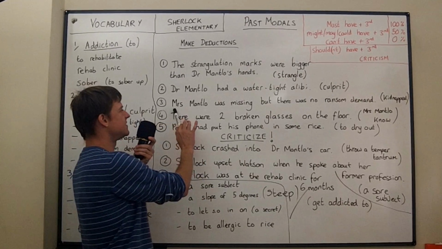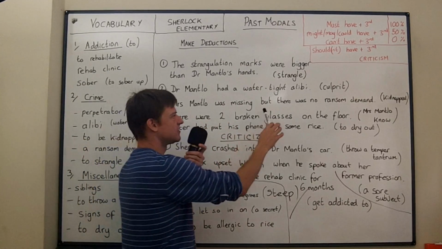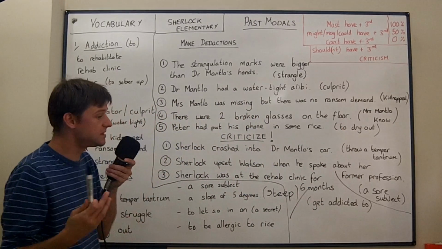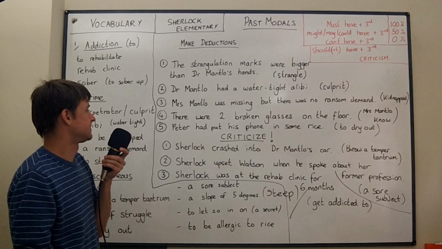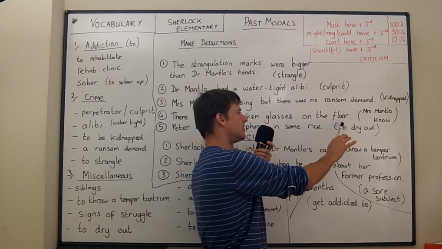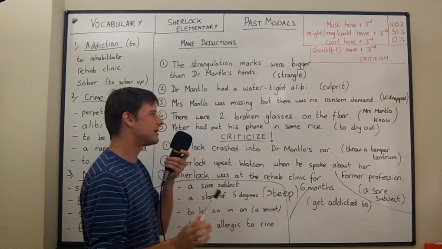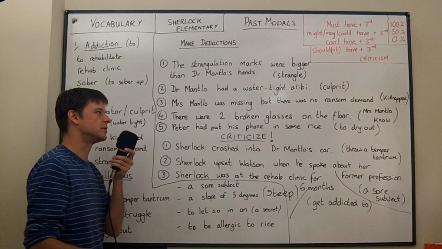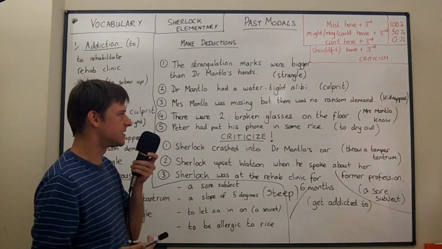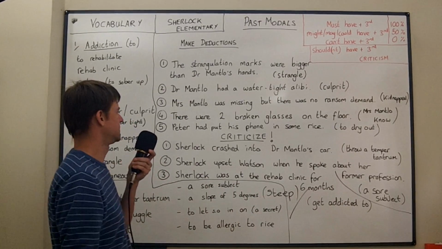Okay, number 3, Mrs. Mantlow was missing, but there was no ransom demand. I would say she can't have been kidnapped. Okay, number 4, there were 2 broken glasses on the floor. So this means that Mrs. Mantlow must have known her attacker and she must have invited him into her house for a drink.